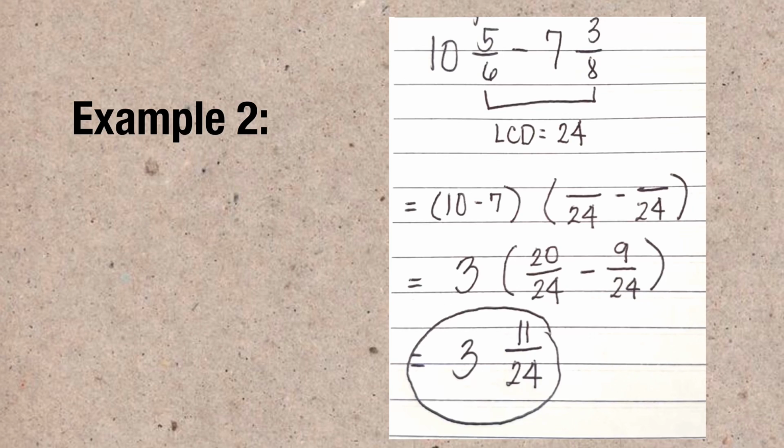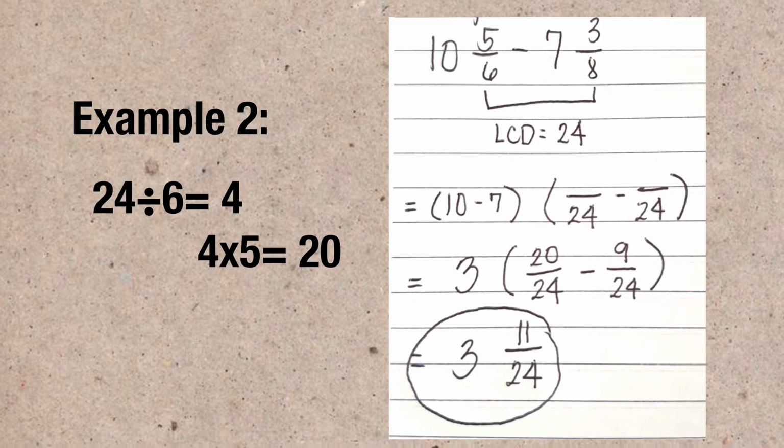First, subtract the whole numbers. 10 minus 7 equals 3. Then, subtract the fractions. To do that, determine the least common denominator. So, the LCD of 6 and 8 is 24. Next, get the equivalent fractions. Let's begin.